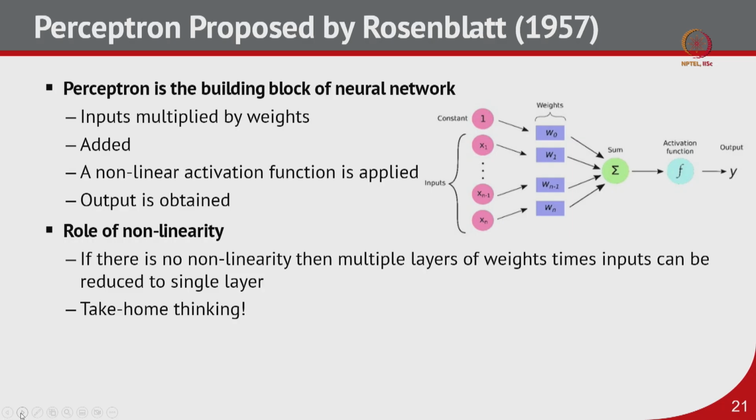It's very simple: inputs are multiplied by the weights, they get added, then a nonlinear activation function is applied, and then the output is obtained, right. So, let us see how it works. Let us say we have multiple inputs to the neural network. So, these are the inputs. Whenever we say inputs, they are also known as features, right.